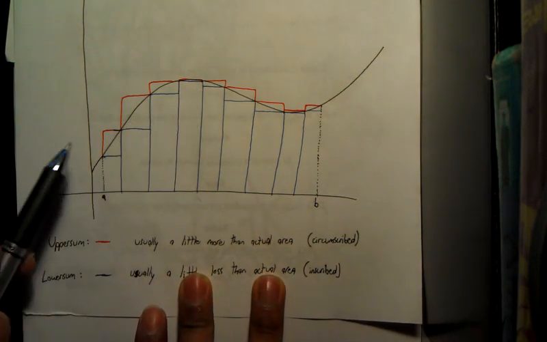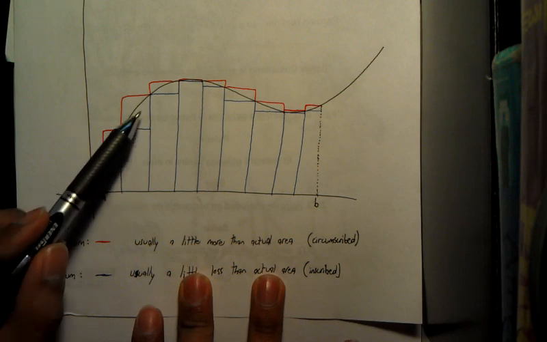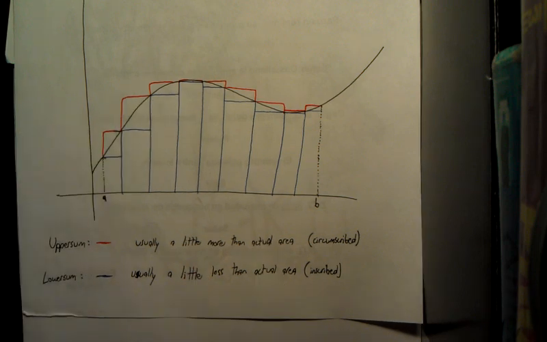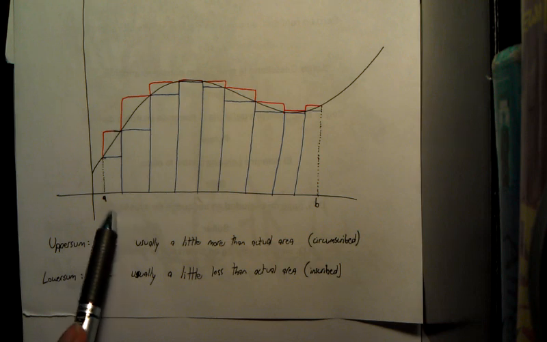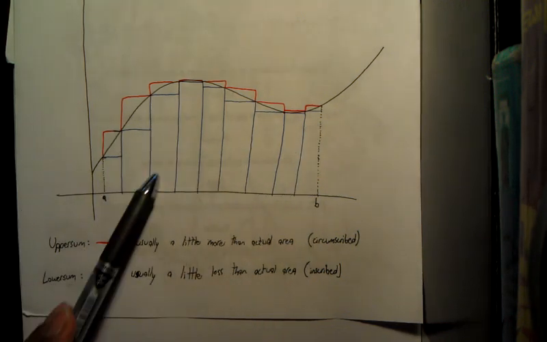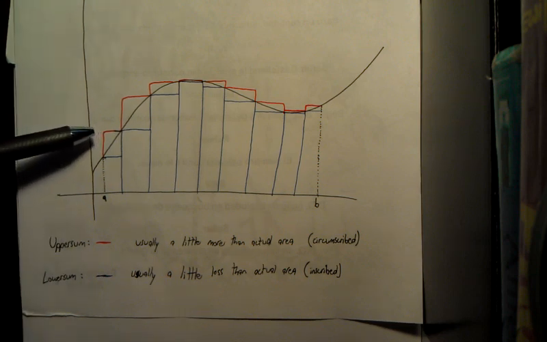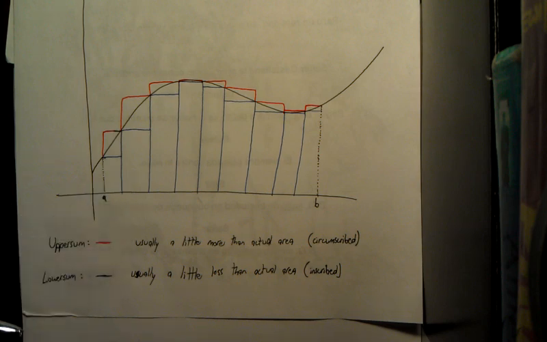whereas the lower sum has rectangle endpoints on the left side. These are just used for more of approximations. They're still within the interval a to b, and it's still used to find the area that's underneath this curve. But as you can see, the upper sum is going to be a little bit greater than the actual area, and the lower sum is going to be a little bit less than the actual area.